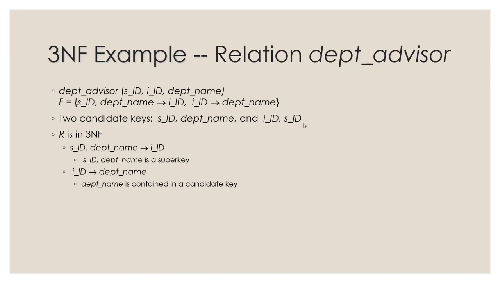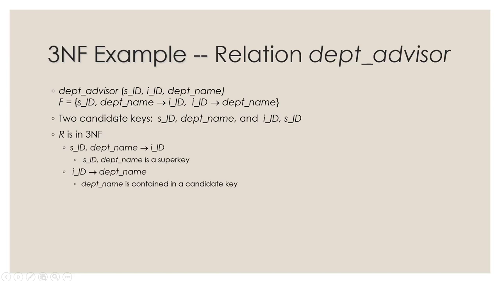We have to think about what the keys are in this case. If you know the student ID and department name, you can also get the IID, the instructor ID, which is the whole relation. So this is one candidate key. Sometimes there's more than one key. With instructor ID, we can get instructor ID, that's trivial. We can also get department name. Student ID is not part of it, so we have to add that as part of the candidate key. If you know the IID and SID, you can get the whole relation. So this is another candidate key.